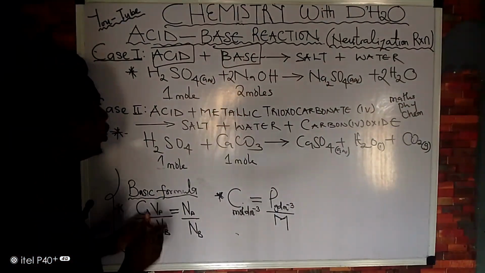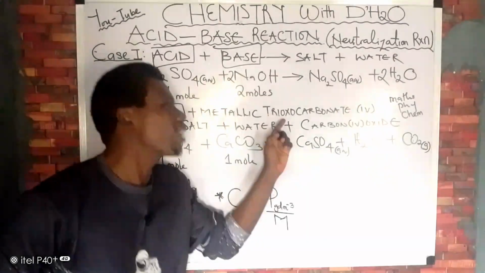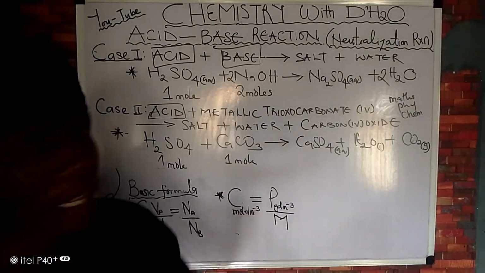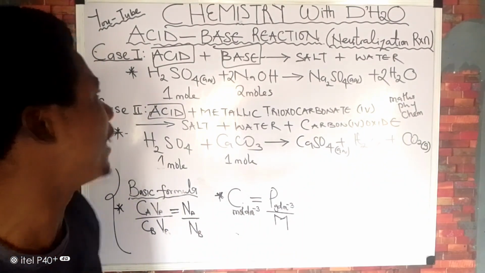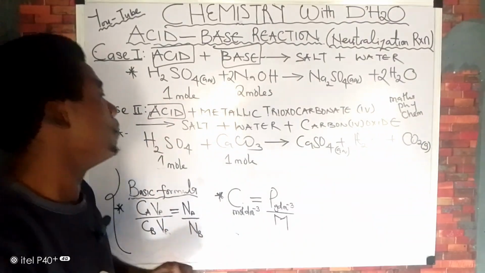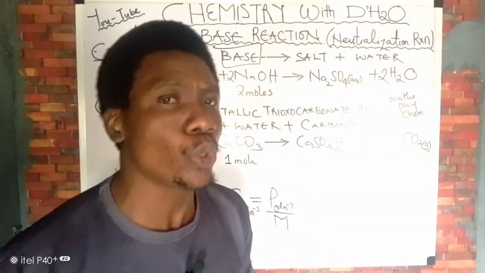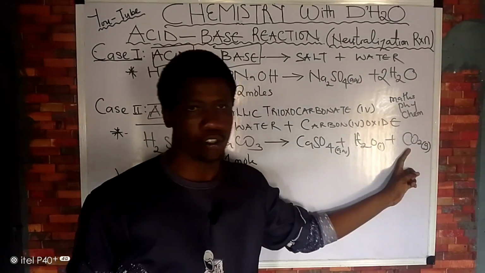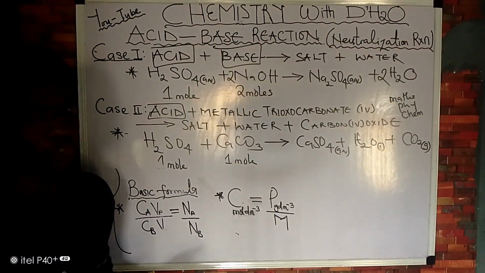Now, there's also another case, which is called case 2, when an acid reacts with a metallic trioxocarbonate(IV), as you can see on the board. What a base can do, metallic trioxocarbonate(IV) can also do, in the sense that your base can neutralize an acid to form salt and water. Metallic trioxocarbonate(IV) can also neutralize an acid to form salt and water plus carbon dioxide.